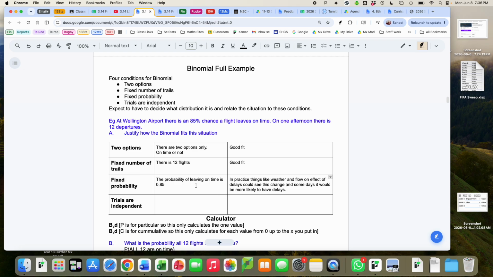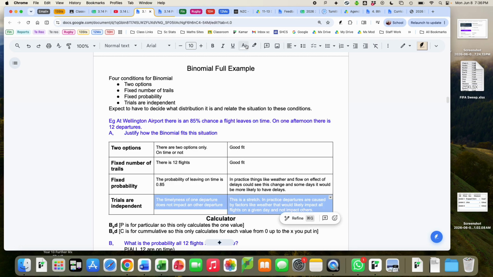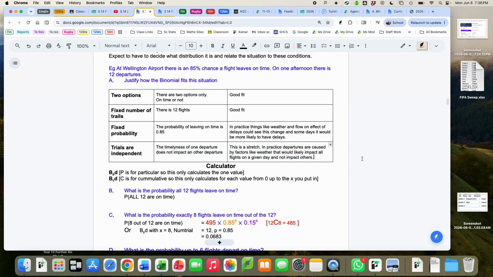And then trials are meant to be independent. And again, this is usually the shaky one. The timeliness of one departure does not impact another departure. That's what independent means. But in practice, really, anyone who's spent much time in an airport knows that's a stretch. Departures are caused by factors like weather that could likely impact all flights on a given day. And so, are the flights completely independent?